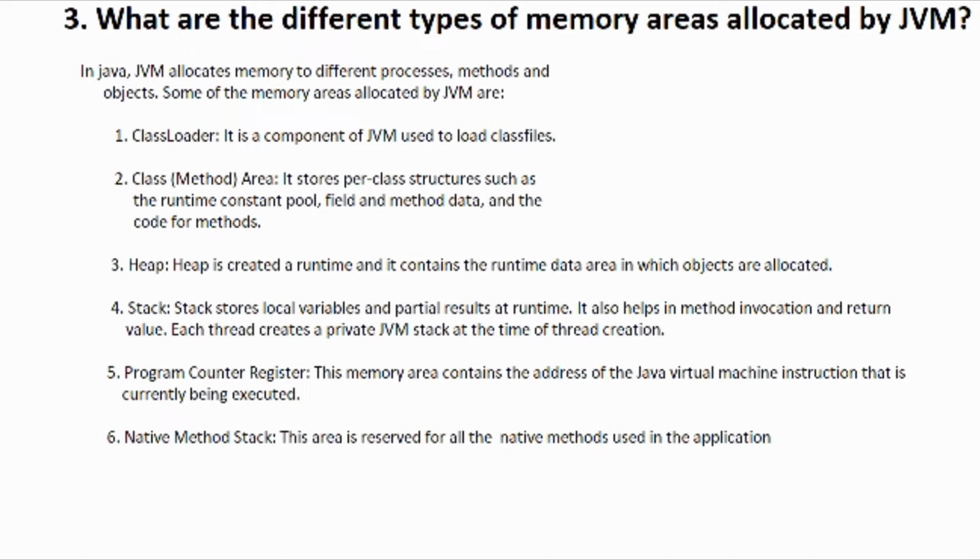2. Class Method Area. It stores per class structures such as the runtime constant pool, field and method data, and the code for methods. 3. Heap. Heap is created at runtime and it contains the runtime data area in which objects are allocated.